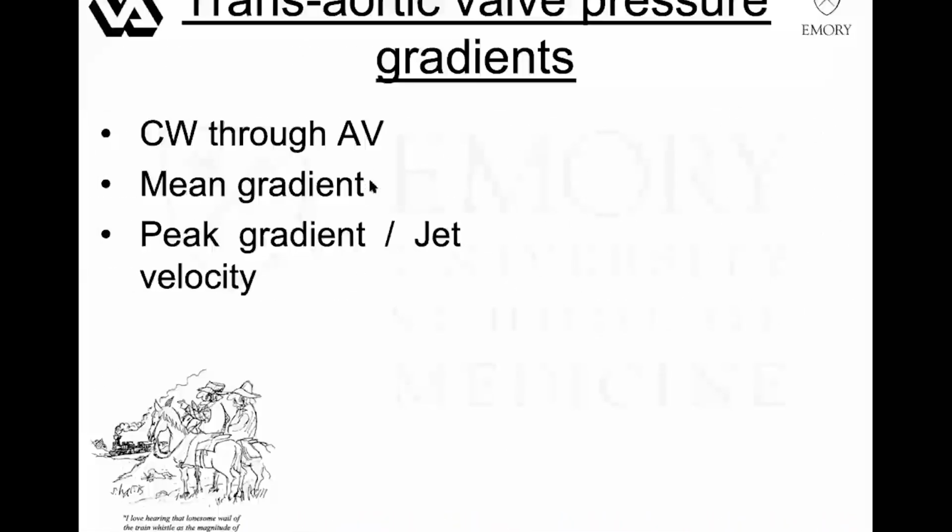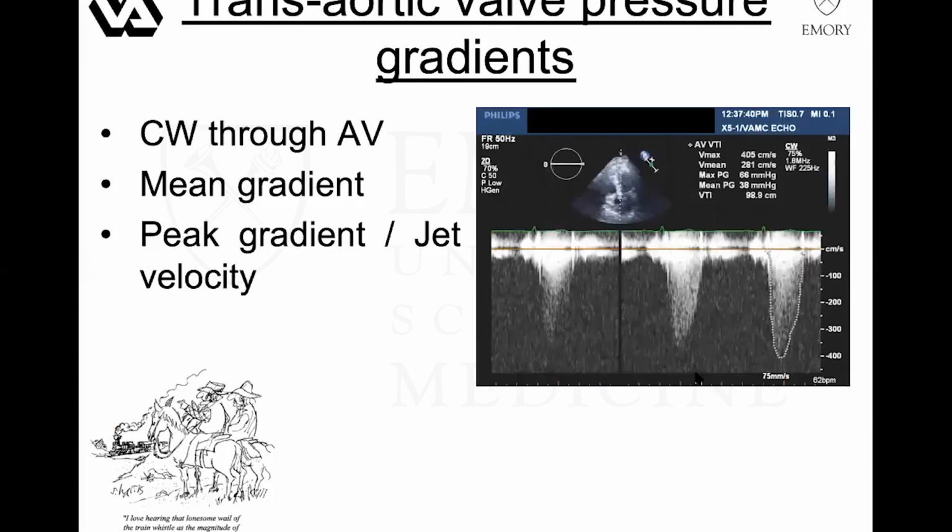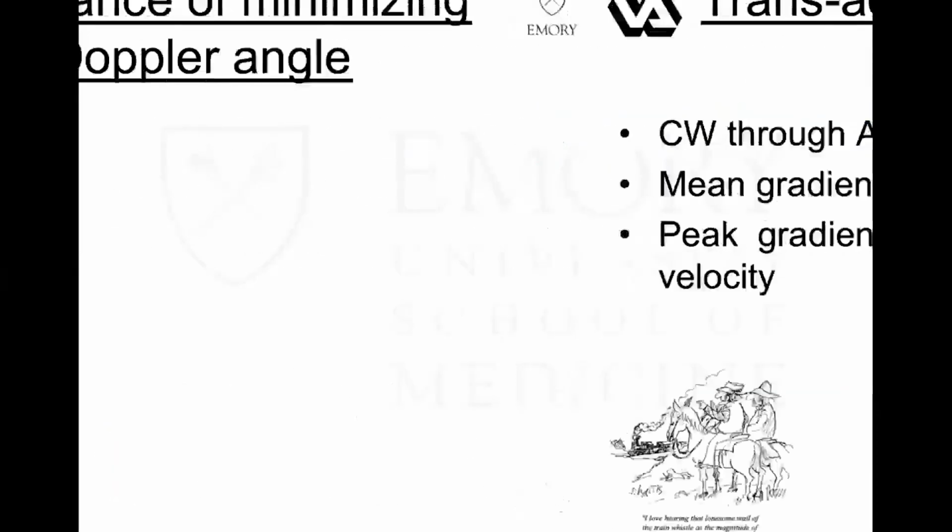By echocardiography, we measure translesional aortic valve pressure gradients by doing continuous wave Doppler through the aortic valve. We can get the mean gradient, the peak gradient, and/or the jet velocity. And this is an example of that.